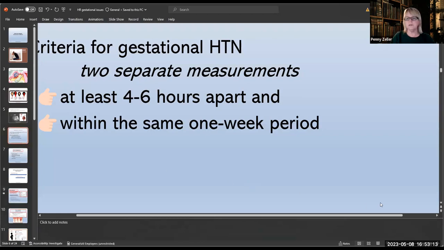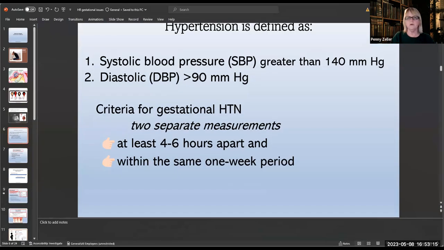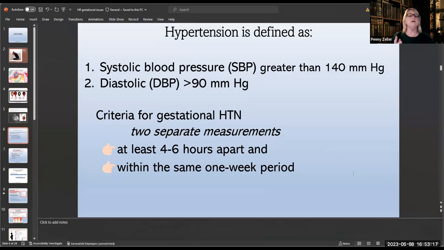Okay, let's change the subject a little. Let's define high blood pressure, and this is for pregnancy in particular. It used to be that the American Heart Association diagnosed high blood pressure as greater than 140 over 90, but now they've lowered that a little bit.